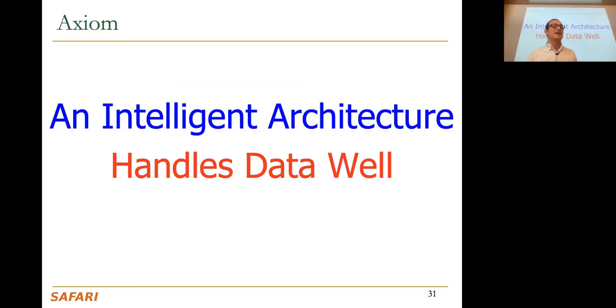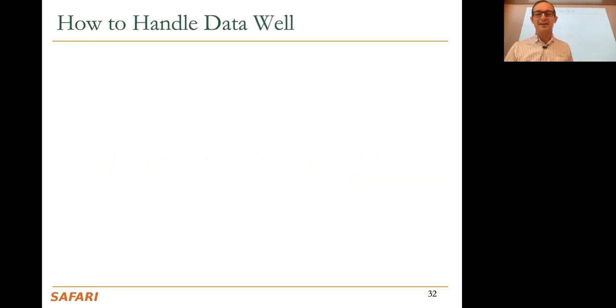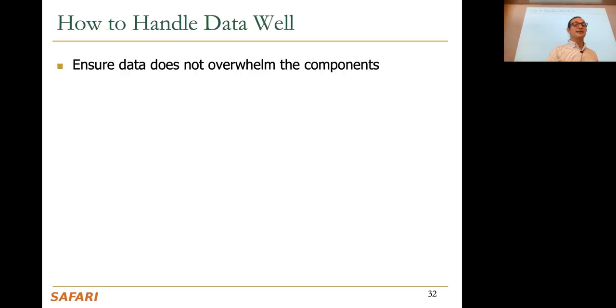Then the question becomes, we want to build intelligent architectures because these systems are going to make decisions for us. They may make health decisions like we have discussed. They may make even bolder decisions like self-driving cars, right? It's not clear if we can trust these systems very well. The question is, how do we handle data well?